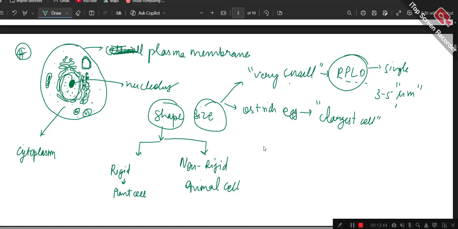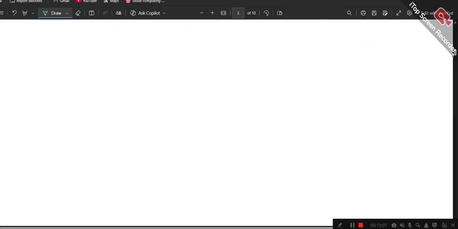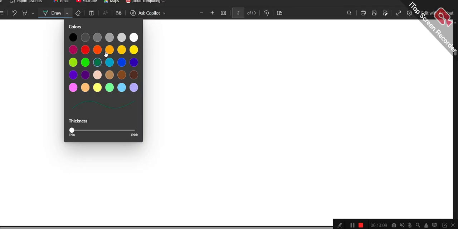Also, according to their function, they can be of different kinds. Like RBCs are of different kinds, WBCs are of different kinds, then epithelial cells are of different kinds, and nerve cells are of different kinds. So these are all different from each other. They look different, they do different functions. So all of this should be noted, right?